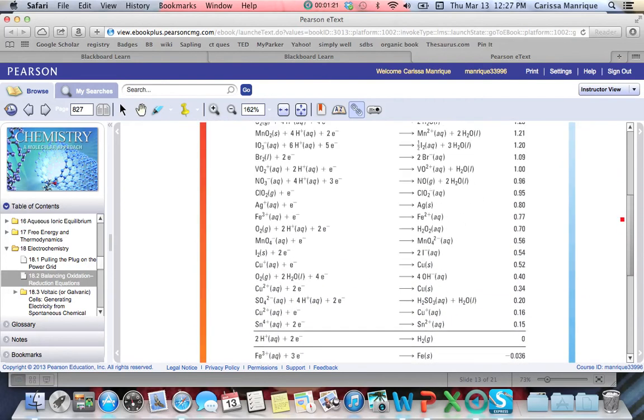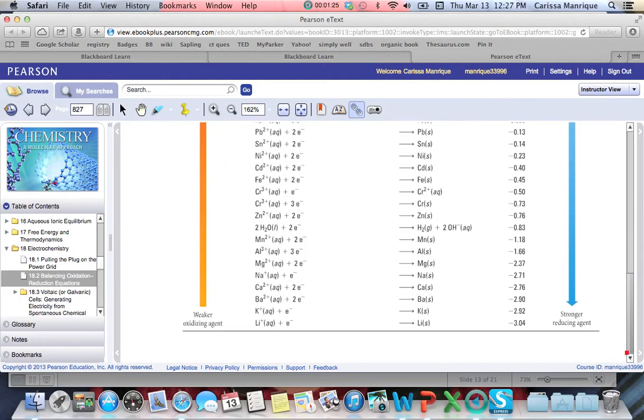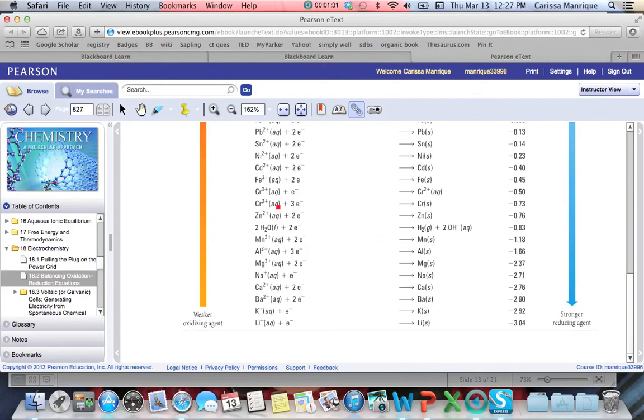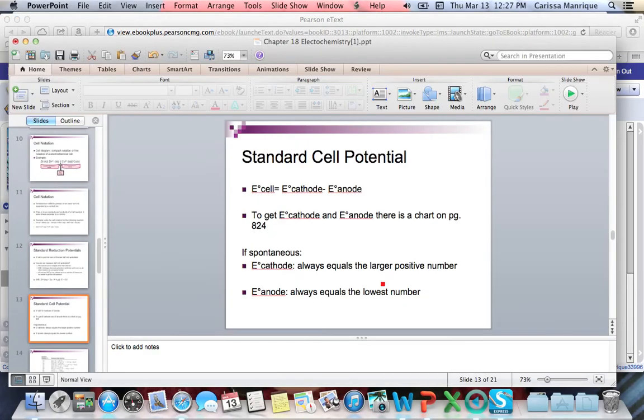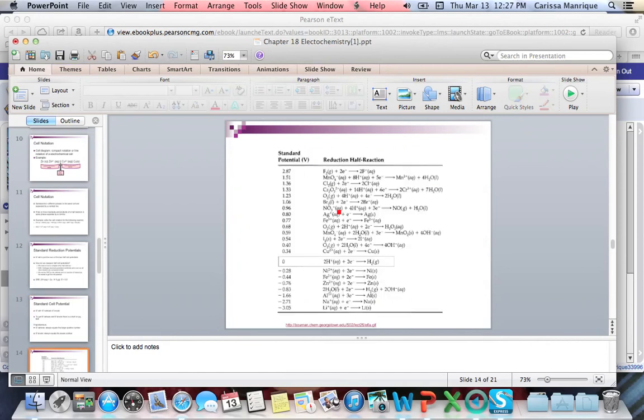So remember that whenever you do this, anytime you have the anode, you have to switch it, which you saw in the previous one there. So you switch the sign all the time for the anode. And you just look up your specific half reaction. Let's say it's nickel, and then you see, oh, that's negative 0.23. And here's that chart I was saying, here are the standard potentials.